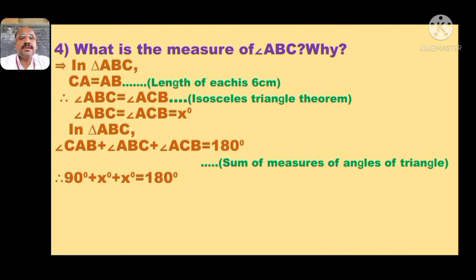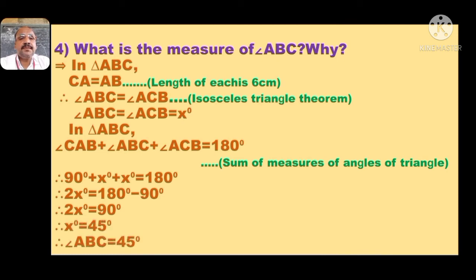Now put the values. 90 degrees plus 2x degrees is equal to 180 degrees. Therefore, 2x degrees is equal to 180 degrees minus 90 degrees. Therefore, 2x degrees is equal to 90 degrees. Therefore, x degrees is equal to 45 degrees. Therefore, the measurement of angle ABC is equal to 45 degrees.